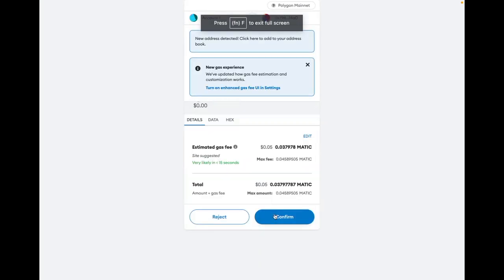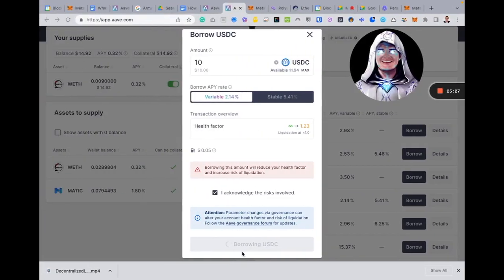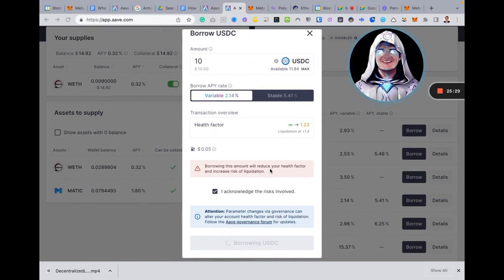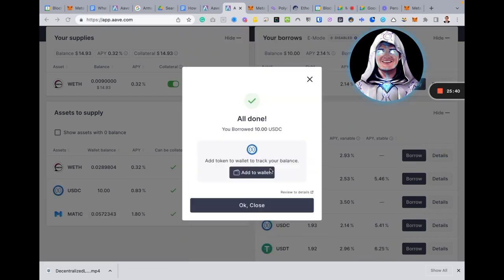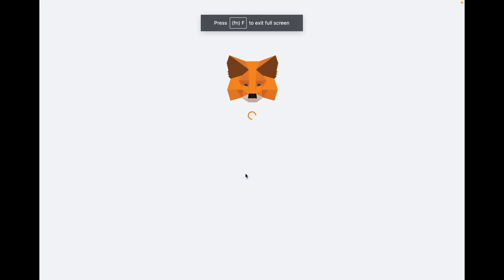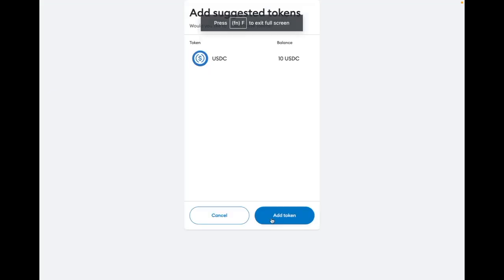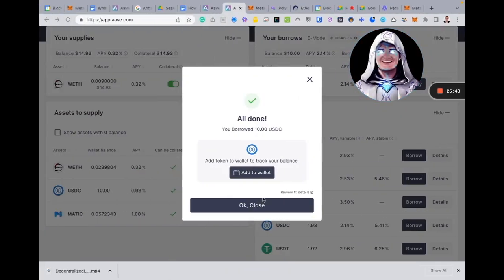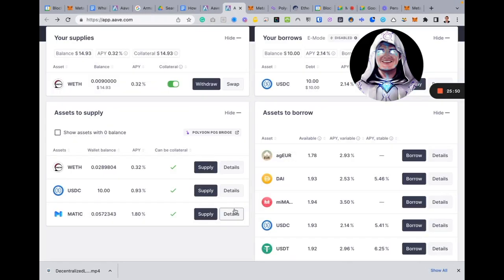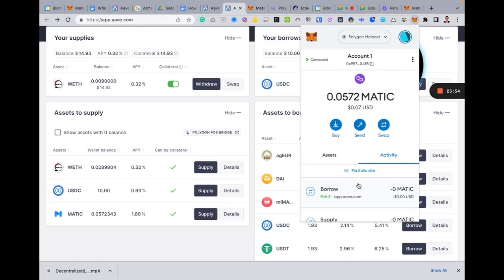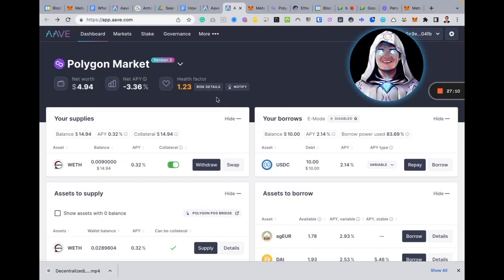And here we go, final confirmation window, and it's borrowing that USDC. So let's just give it a minute or two. Sometimes it can take some time to process the transaction on Polygon, but it's really fast, nothing compared to Ethereum. So there you go. Click on add to wallet so you can see it on your MetaMask. It's going to show up, that 10 USDC that you borrowed, and you can now use it for yield farming, or you can even use it to pay bills essentially because it's USDC.